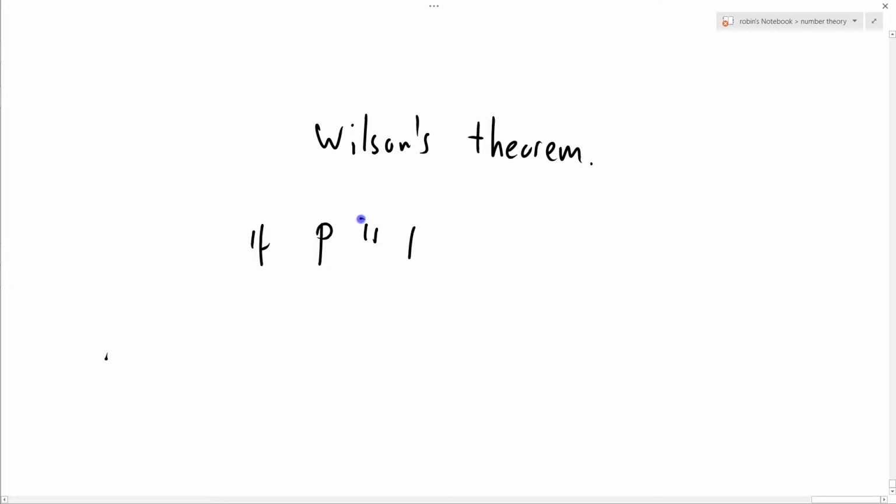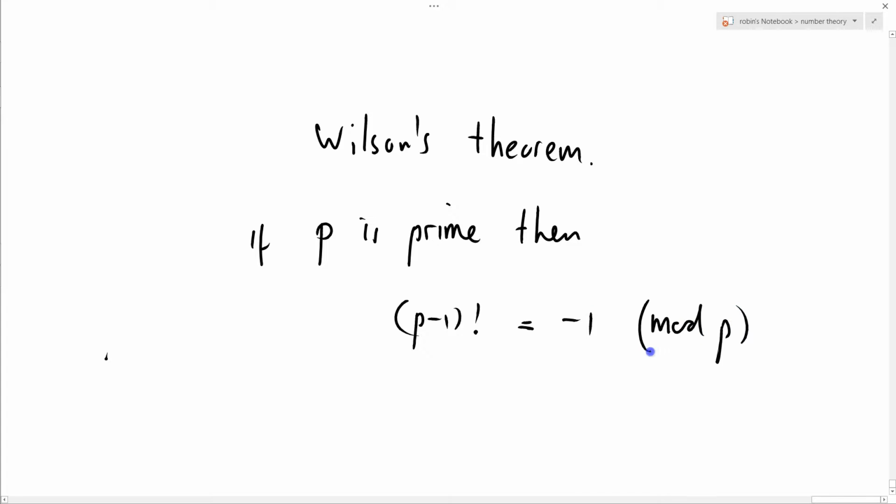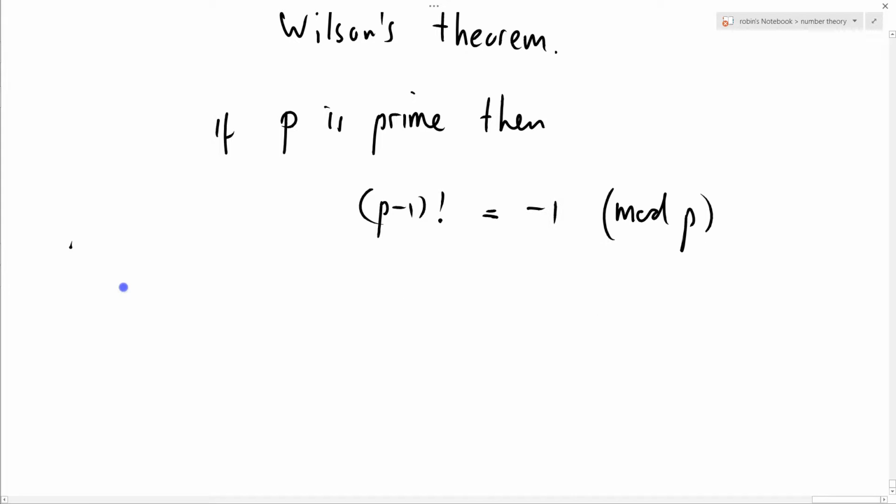Okay, I'm going to talk about Wilson's theorem. This is very similar in flavour to Fermat's theorem. Anyway, let me state it. If P is prime, then (P minus 1) factorial equals minus 1 modulo P. That's it. But it's very, very useful.